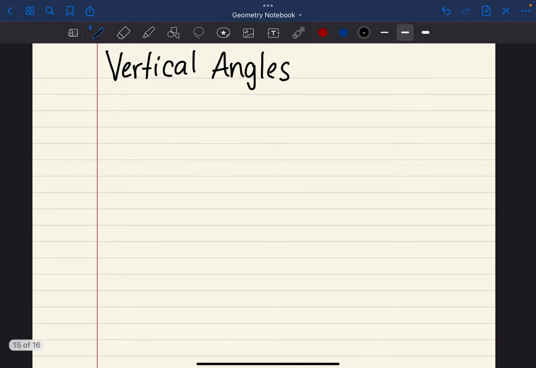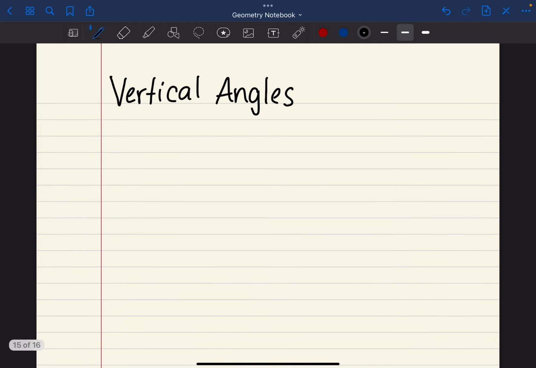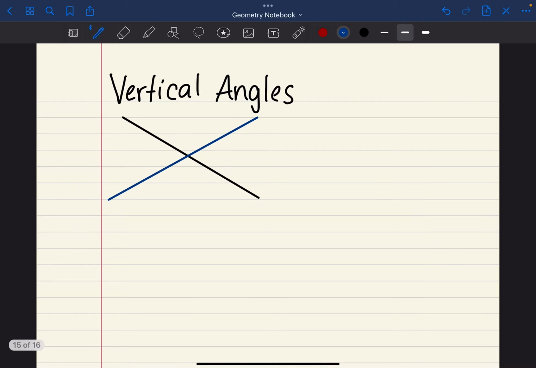I'm going to draw a picture and we're going to label that and use that in our explanation here. Maybe I should use a different color. Let's use blue for one of these. Blue and black lines here. So vertical angles would be any angles that are across from each other, formed by the intersection of a pair of lines.